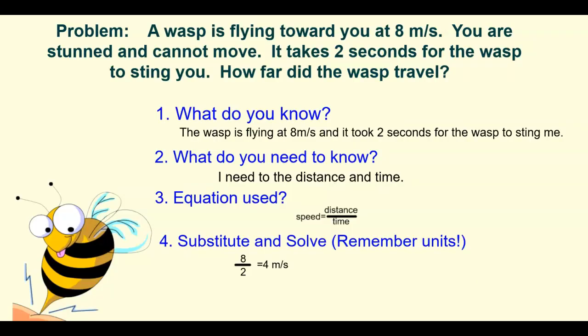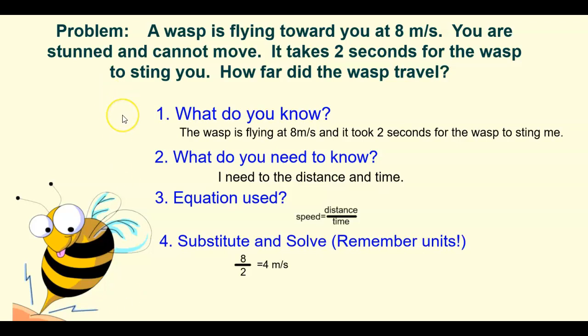The problem says a wasp is flying towards you at 8 meters a second. You are stunned and cannot move. It takes 2 seconds for the wasp to sting you. How far did the wasp travel?